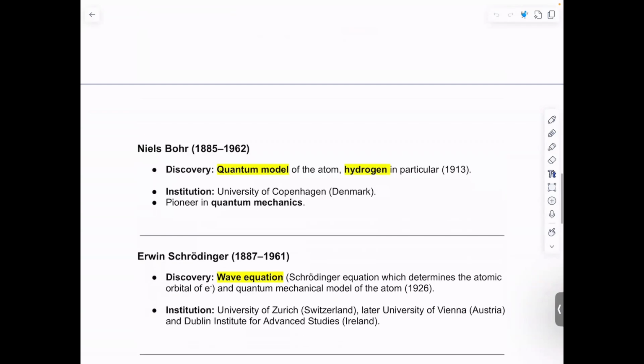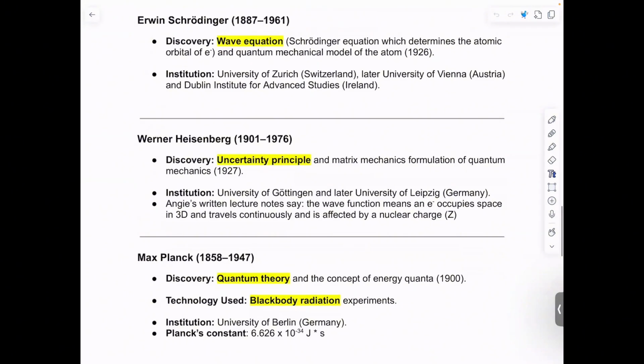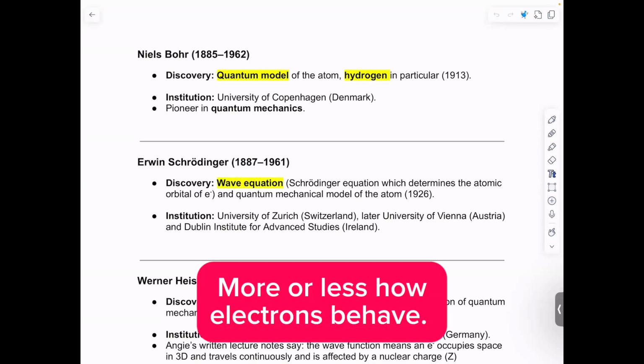And then the rest of these researchers, for instance, Niels Bohr, Erwin Schrodinger, Werner Heisenberg, we even have Max Planck down there. The rest of these researchers contributed more or less to electrons and how they behave. I'll cover this more on that final page coming up. Electrons are what's involved with chemical bonding and chemical reactions. So these researchers helped pinpoint how electrons are structured on the outside of the nucleus.